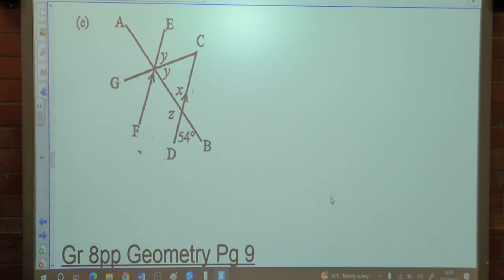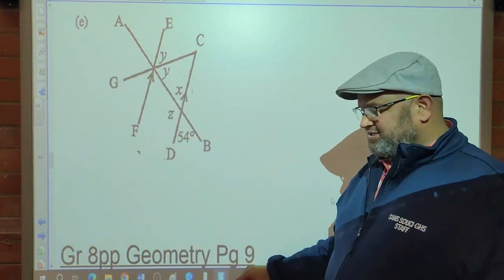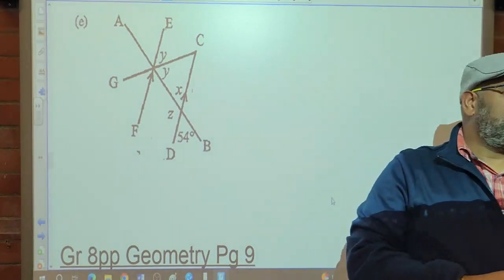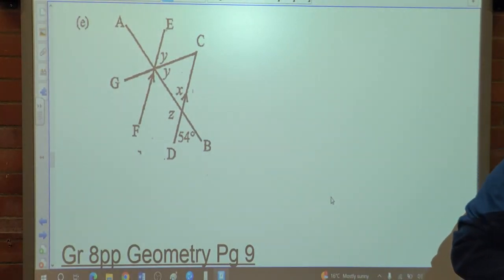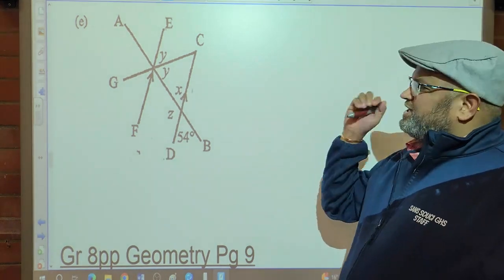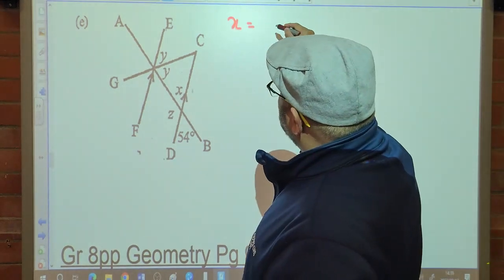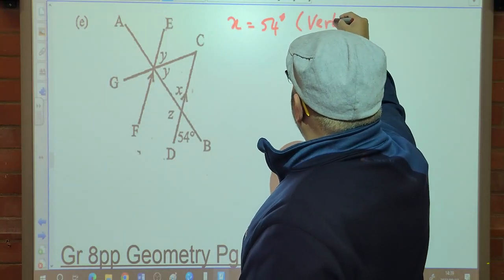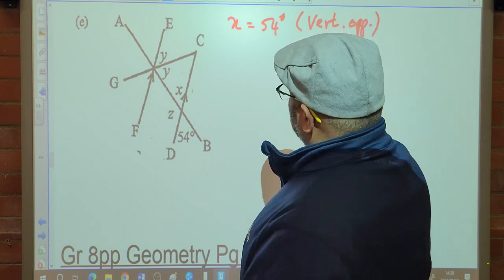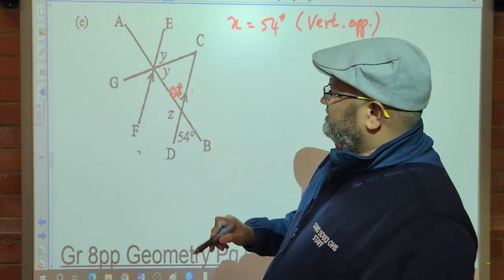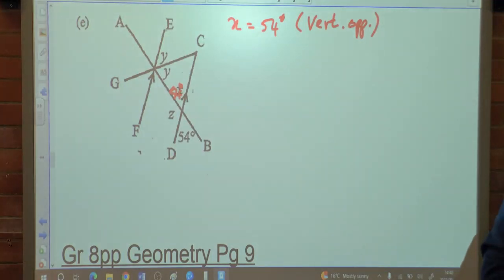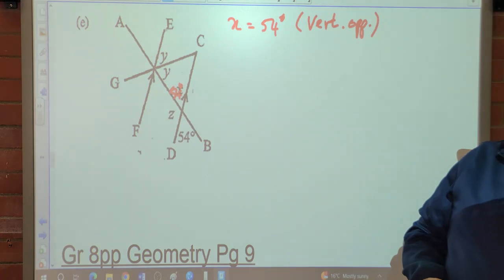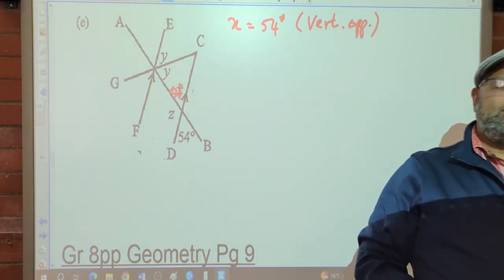Right? Who would like to answer this one first? Yes, Isabella, go for it. What is the X? Your X is vertically opposite, yes? So X is 54 degrees. She says why? Vertically opposite. So I put 54 here. Right? Carry on. But try. Got nothing to lose.